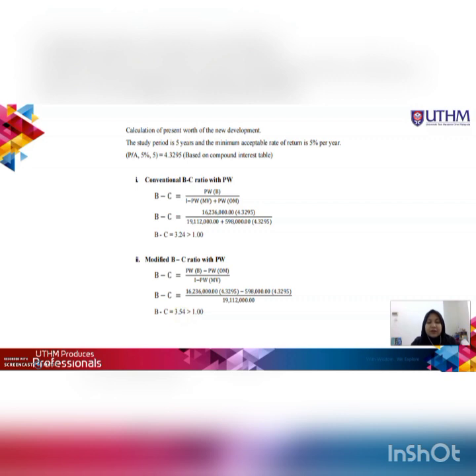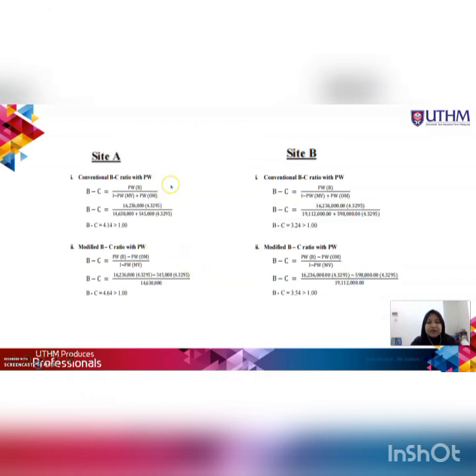greater than 1.0. So this is the comparison between side A and side B, where since the BC ratio for both sides A and B is greater than 1.0, which indicates that the benefit will be greater than the expense, it is recommended that the project be allowed to move forward at both locations. Therefore, when comparing these two sides, side A was chosen because its BC ratio is higher than side B.